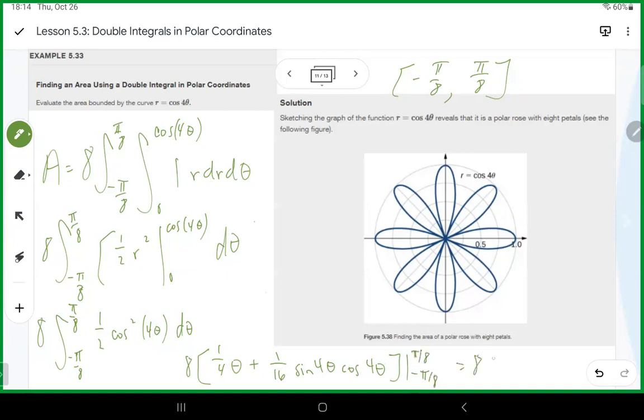So you're going to get 8 times pi over 16, which is going to give you an answer of pi over 2.